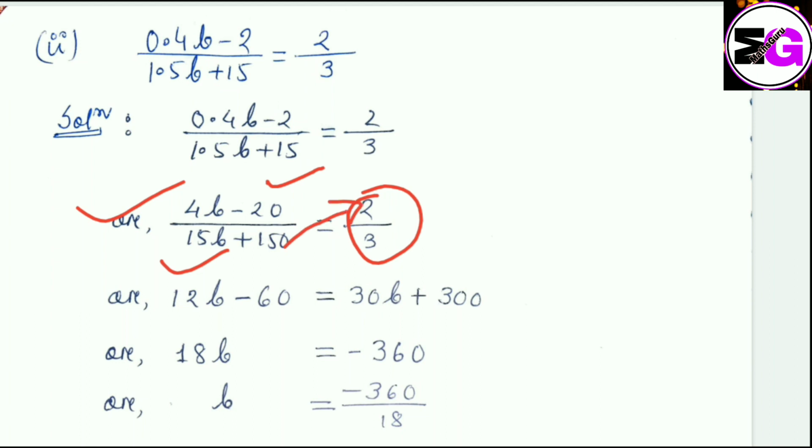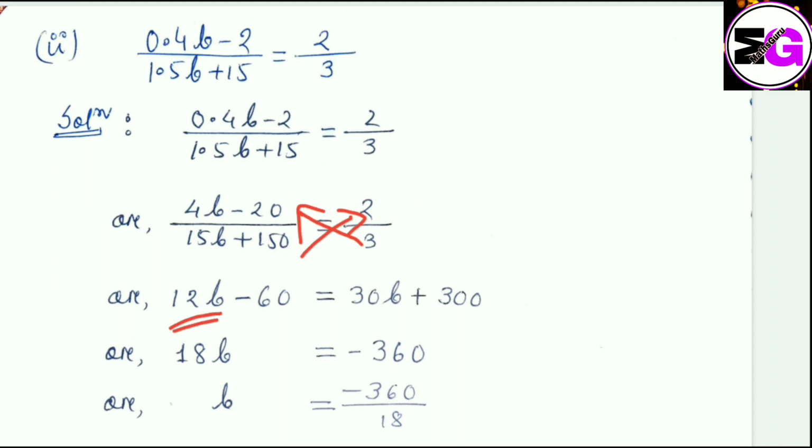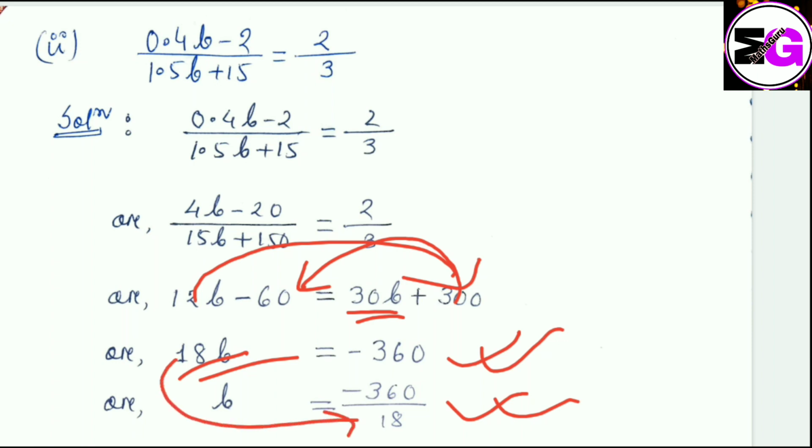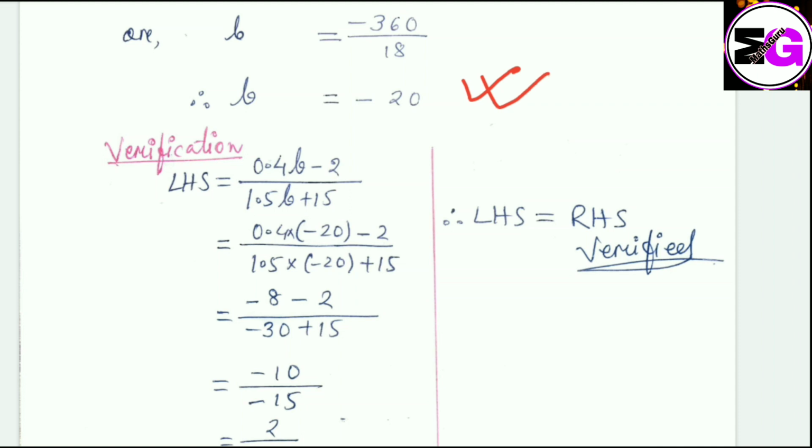Now we cross multiply. 3 times 4b is 12b, 3 times 20 is 60, minus 60, equals 2 times 15b, which is 30b, plus 2 times 150, which is 300. Taking 12b to the other side, it is 30b minus 12b, that is 18b. Bringing 300 to the other side, it becomes minus 300, so minus 60 minus 300 is minus 360. So b equals minus 360 by 18. Dividing by 18, b is equal to minus 20.